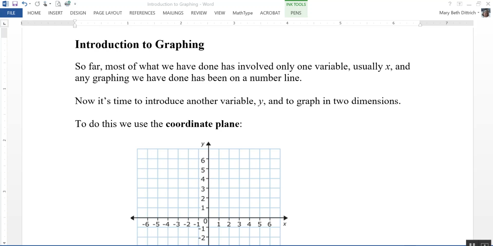This video is an introduction to graphing. So far, most of what we have done has involved only one variable, usually x, and any graphing we've done has been on a number line. But now it's time to introduce another variable, y, and to graph in 2 dimensions. To do this, we use the coordinate plane.